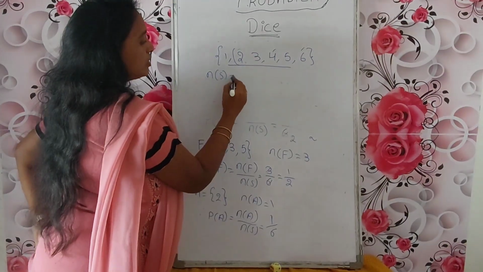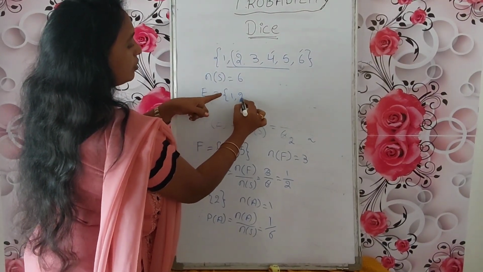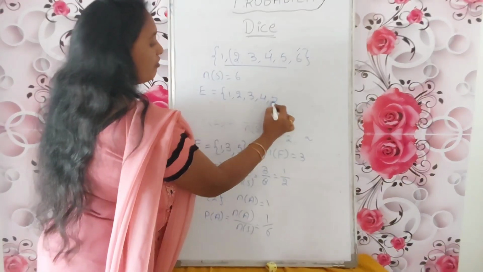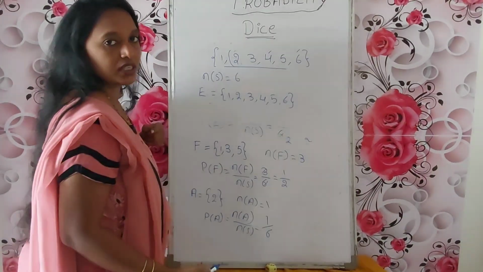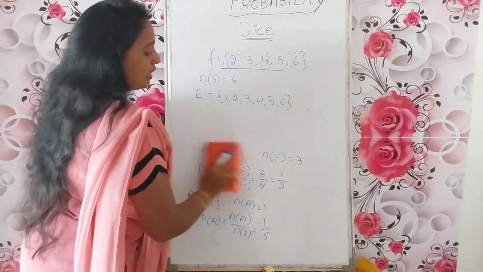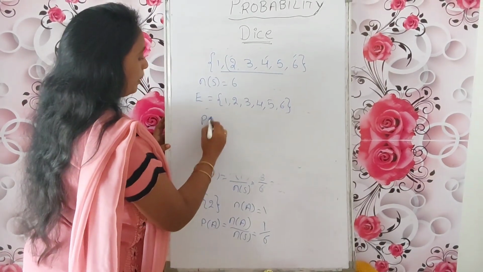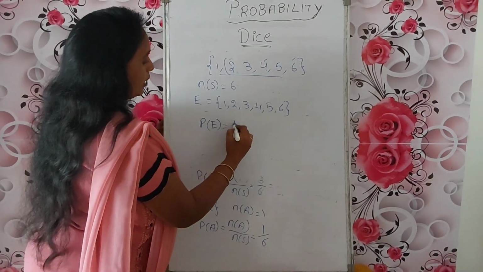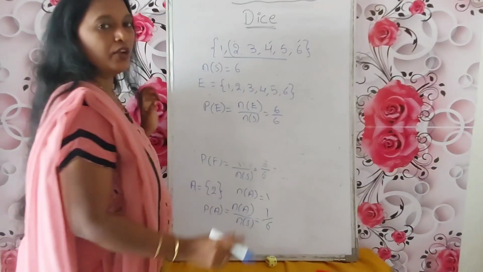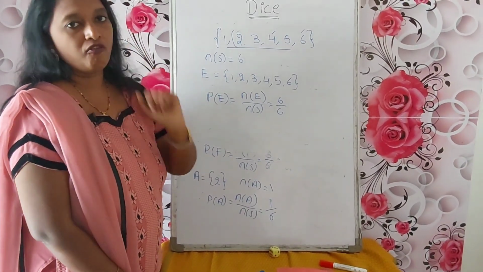See, n of S is also 6, and if I take that event as E, 1 less than 6, 2 less than 6, 3 less than 6, 4 less than 6, 5 less than 6, 6 is equal to 6. That means all the possible outcomes are favorable outcomes. That means my E is a sure event. So, P of E is equal to n of E by n of S, actually 6 by 6. No need to calculate in this case. The probability of a sure event is always equal to 1.